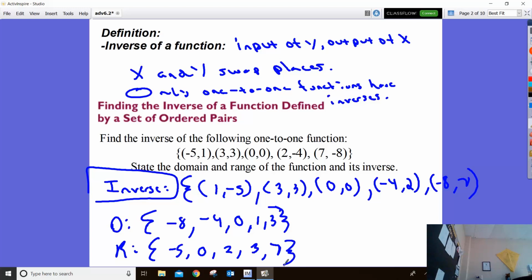Why is that so? Swap x and y. If I wanted the range of the original function, I'd look at the domain of the inverse because I swapped x and y. So those are simple. I doubt there's anything that easy on your homework. Maybe I put one in there. Probably didn't.